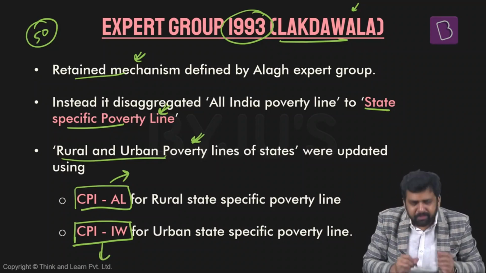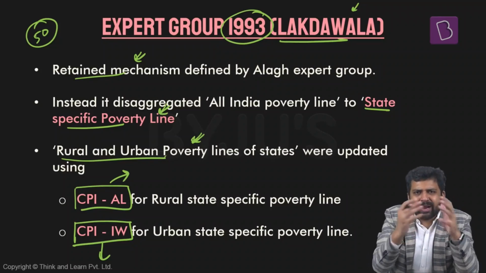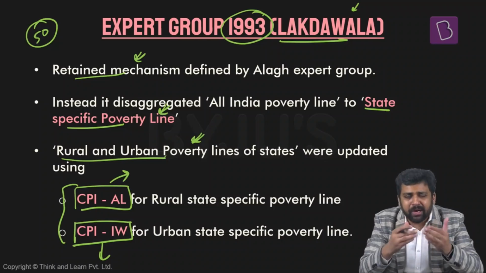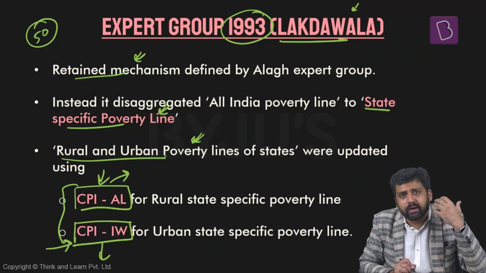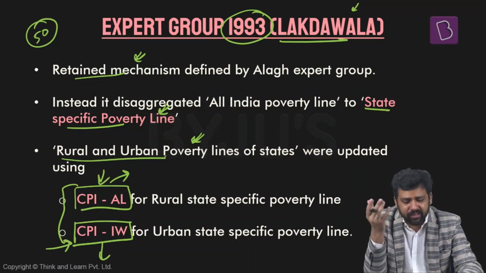The CPI industrial worker index basically reflects how the prices of things which are typically used by people in urban areas have changed. Let's say the price of all these goods has increased by 5%, the poverty line basket should also increase by some derivative of 5%. So this is what they are trying to do here. The poverty line basket is being updated. The rural basket is updated using CPI agricultural labor. The urban poverty line basket is updated using CPI industrial worker. So this is how the Lakdawala committee is refining the poverty line estimates.